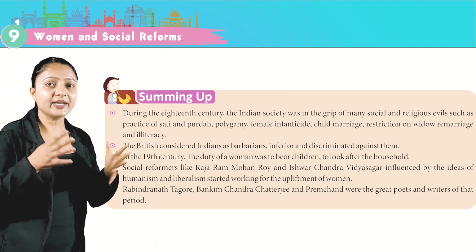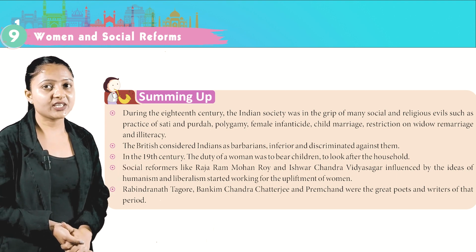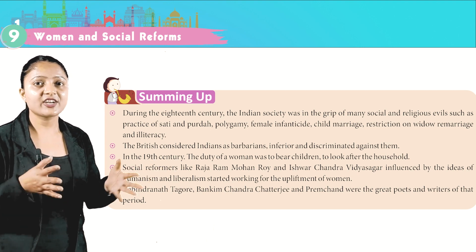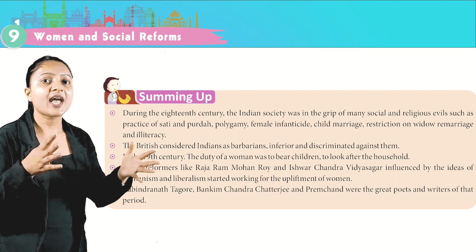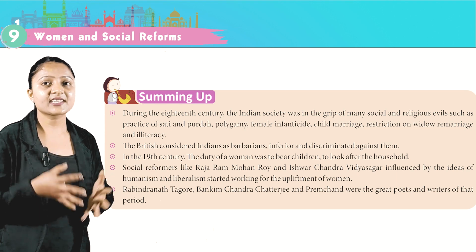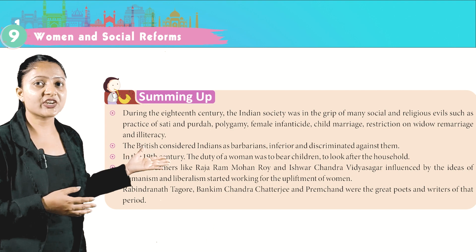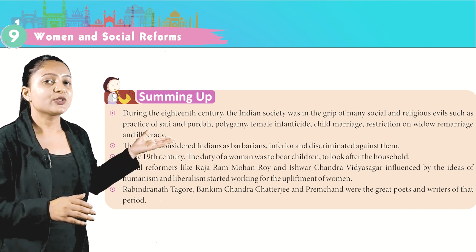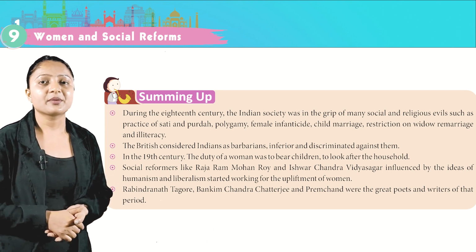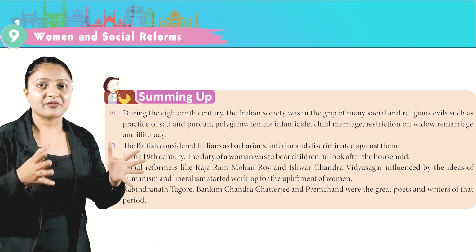Summing up, during the 18th century, the Indian society was in the grip of many social and religious evils, such as practice of sati and parda, polygamy, female infanticide, child marriage, restriction on widow remarriage, and illiteracy. The British considered Indians as barbarians, inferior, and discriminated against them. In the 19th century, the duty of a woman was to bear children and look after the household. Social reformers like Raja Ram Mohan Roy and Ishwar Chandra Vidyasagar, influenced by the ideas of humanism and liberalism, started working for the upliftment of women.